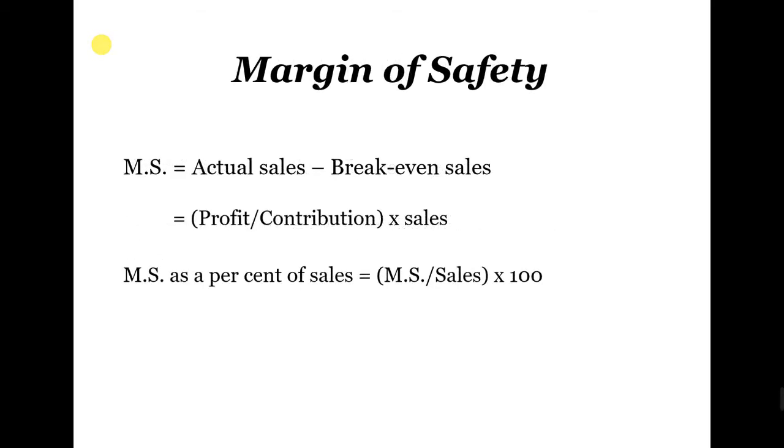When it comes to the margin of safety, it is the difference between actual sales and break-even sales. The margin of safety is used by managers because they can utilize it to know how much sales can decrease before the company or a project becomes unprofitable.